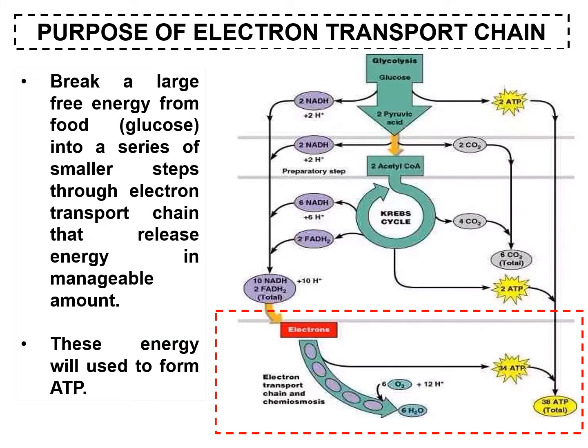Okay, let's look at the electron transport chain. The details will be explained in this chapter. The purpose of the electron transport chain is first to break a large amount of free energy from the glucose into a series of smaller steps that release energy in a manageable amount. We cannot release it all at once, because the energy is like a bomb. So we need to harness it bit by bit, in smaller steps. This energy will be used to form ATP.